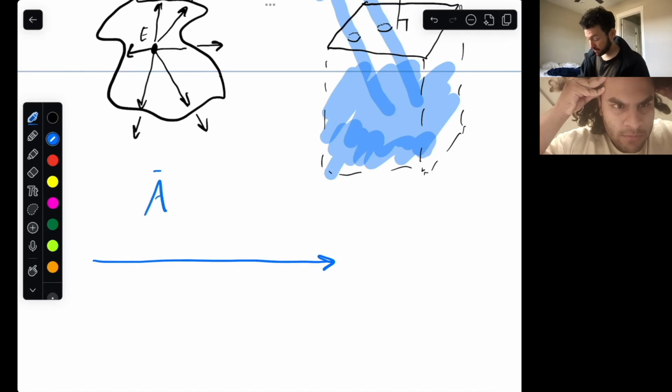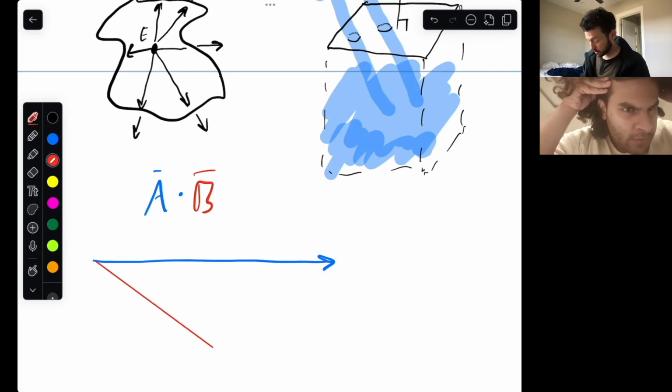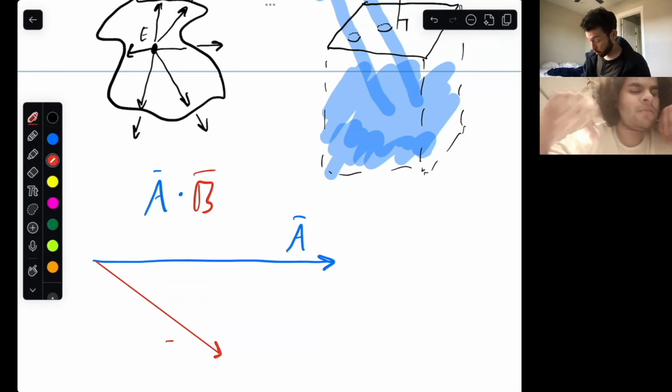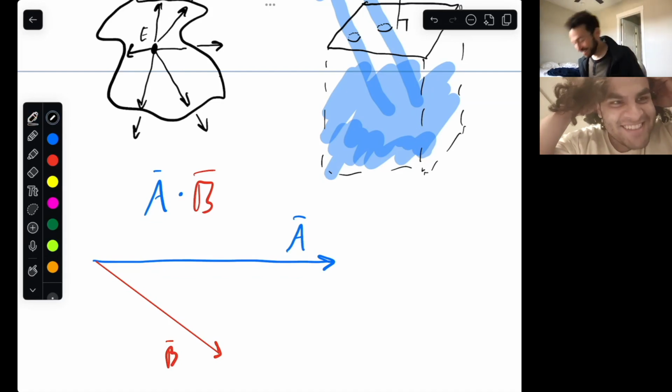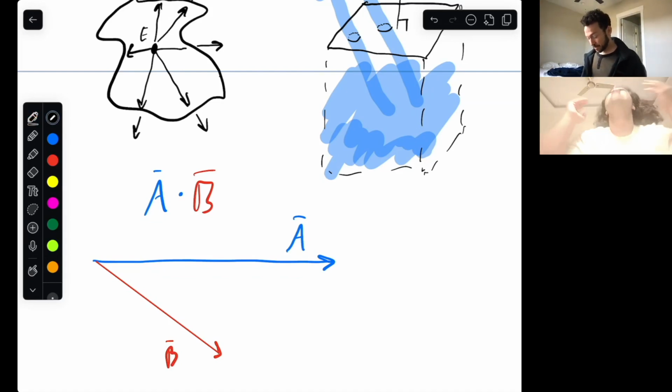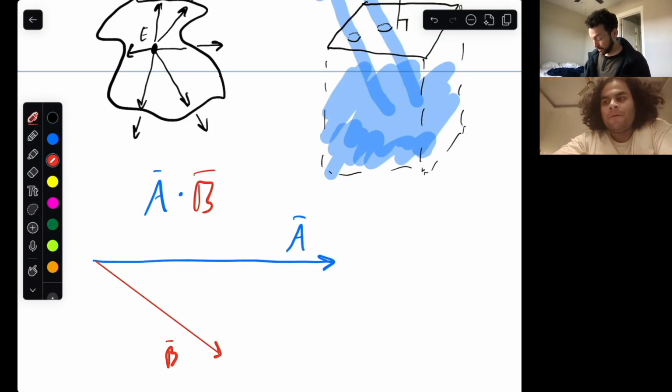Let's say we have the vector A dotted with the vector B. What does the dot product do? We think of it as projecting. Yes, part of what it's doing is projecting, not in the Freudian sense, but in the geometric sense. So what we do is we project B onto A.